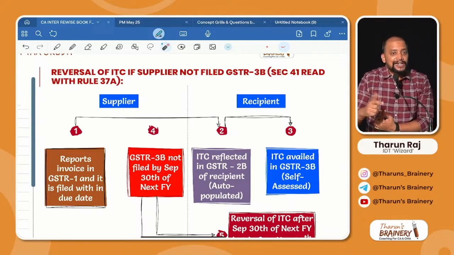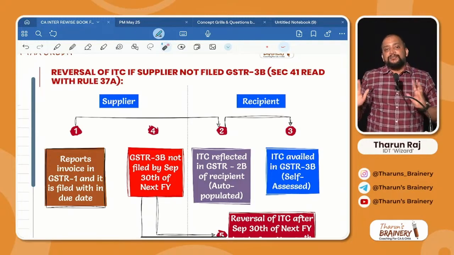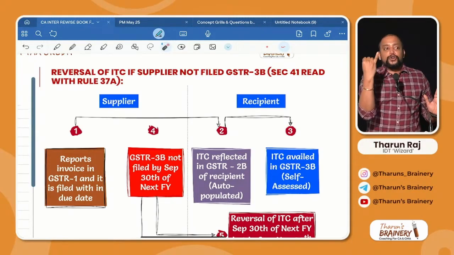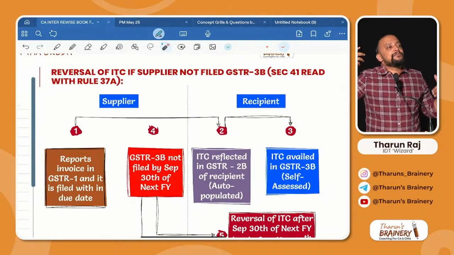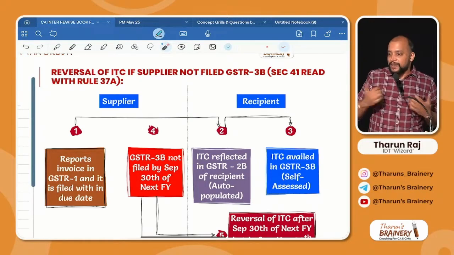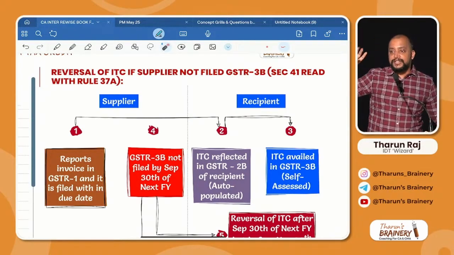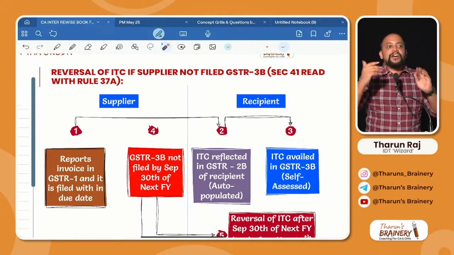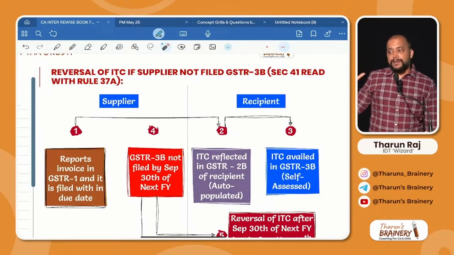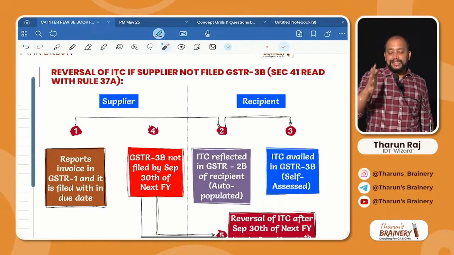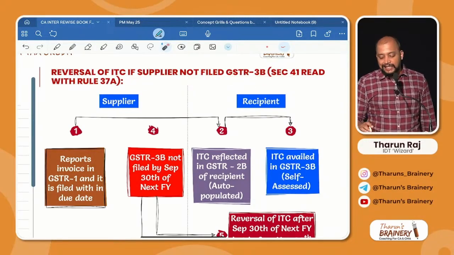With interest or without interest? Without interest, if it is by November 30. Means how many months do I have? 2 months, October and November. I have to reverse by November 30, no problem, no interest, I just need to reverse. If I miss it, then I have to pay interest at the rate of 18% per annum. Are you getting this? Now, see this chart, reversal of ITC if supplier not filed GSTR 3B.